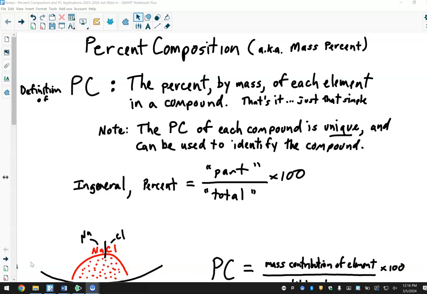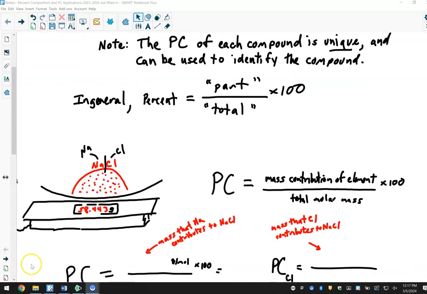But why is it important? Well, you're going to see the percent composition of each compound is a unique percentage, okay? And you can use that information to possibly identify an unknown compound, right? And we're going to see that's one of the applications of percent composition. So the percent composition of each compound is unique, and can be used to identify an unknown compound.